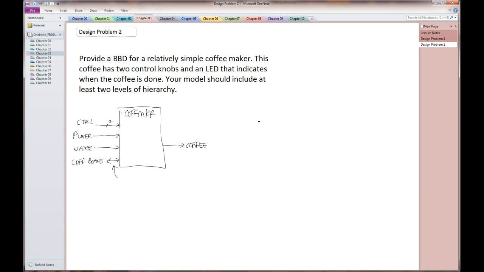The problem states that I want 2 levels of hierarchy. This is the highest level. I'm going to try to figure out what may be inside this box. And what I'm thinking here, it probably has a hot water heater. Hot water heater. Yeah, that's good. I think that hot water heater is going to necessarily feed into a coffee strainer. Keep it short there, coffee strainer. So we'll just write that in there.